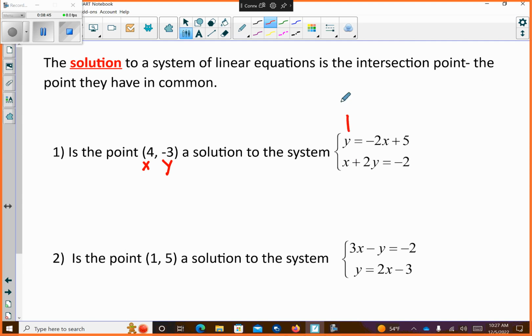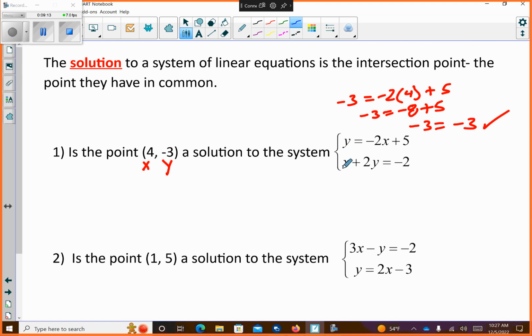So my y value is -3 equals -2 times my x value being 4, and then I'm going to add that last 5. And if this works, this is a solution. For something costs $8, I have $5 in my pocket, how much do I owe? 3. Okay, so this works.